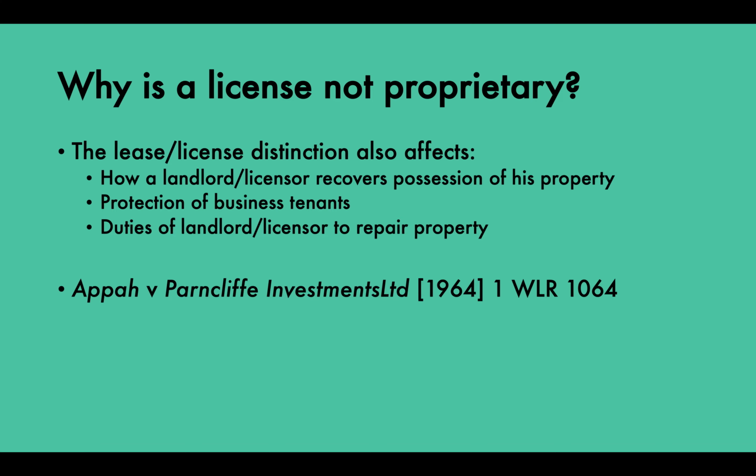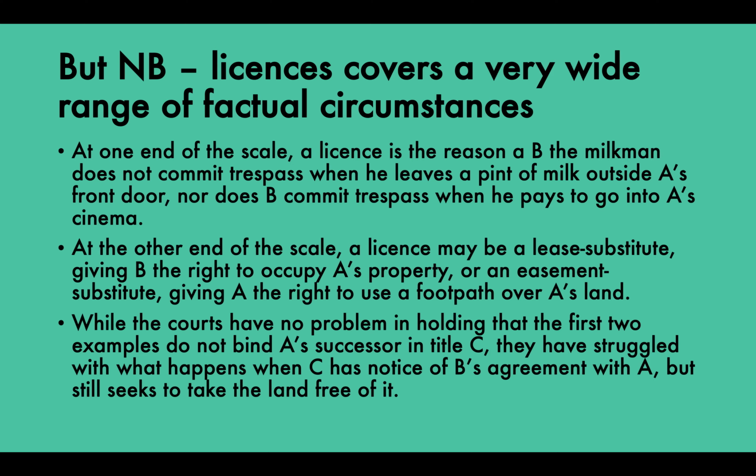Questions to ask yourself and have a think about. But note, licenses cover a very wide range of factual circumstances. At one end of the scale, a license is the reason the milkman does not commit trespass when he leaves a pint of milk outside A's door, nor does B commit trespass when he pays to go into A's cinema. At the other end of the scale, a license may be a lease substitute, giving B the right to occupy A's property, or an easement substitute, giving B the right to use a footpath over A's land.